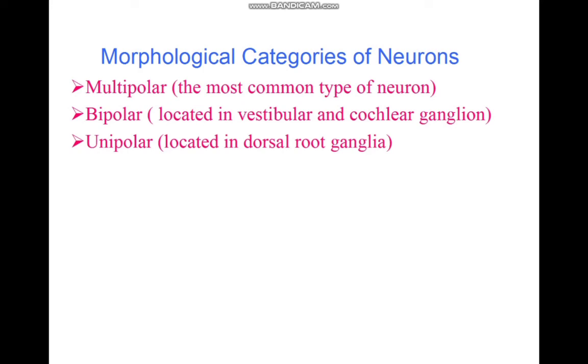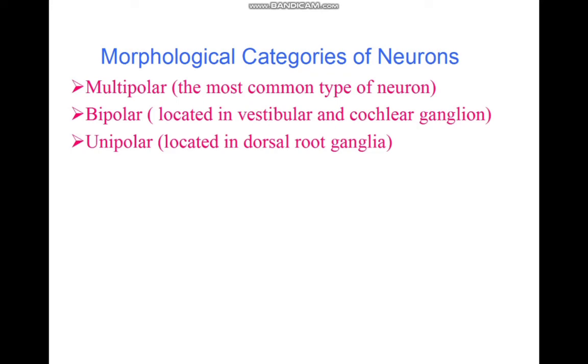Let's talk about the classification of the neurons. There is a morphological classification, that is, there are multipolar neurons, bipolar neurons and unipolar neurons. Multipolar neurons are the most common type of neurons. From the multiple poles of the nerve cell body arise many dendrites, and there is a single axon. The bipolar neurons are located in the vestibular and cochlear ganglia. They are actually spindle shaped cells. They have two poles. On one pole there is an axon and on the other pole there is a dendrite.